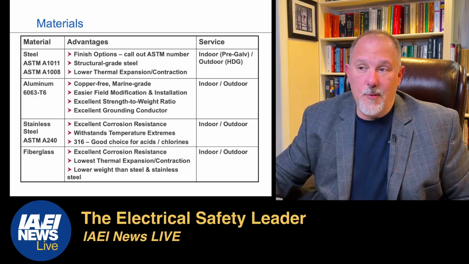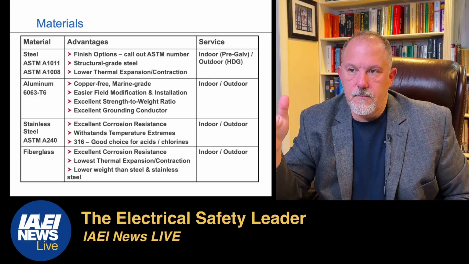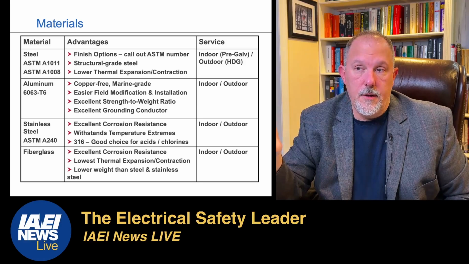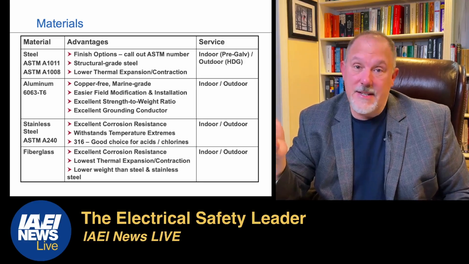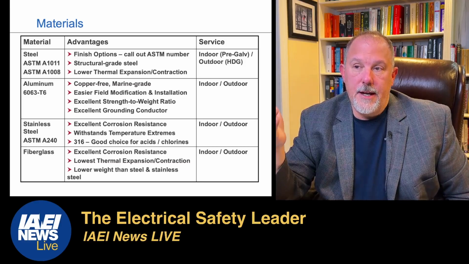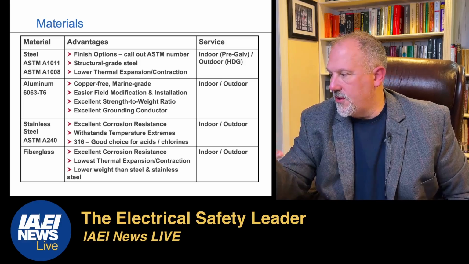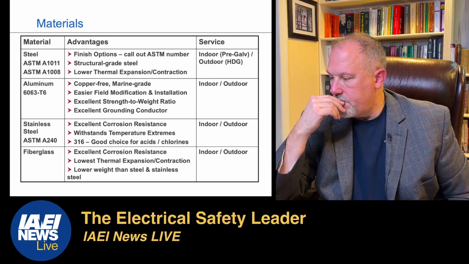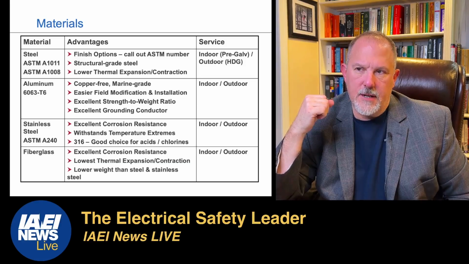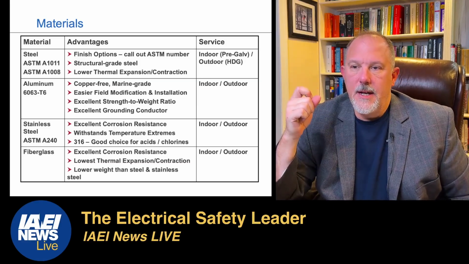Strength to weight ratio, again, aluminum is going to be lighter than steel. And it's an excellent grounding conductor. That's interesting. It's going to be lighter than steel, so the strength to weight ratio, I believe, from a structural perspective, that's what they're talking about. Copper-free, marine grade aluminum.